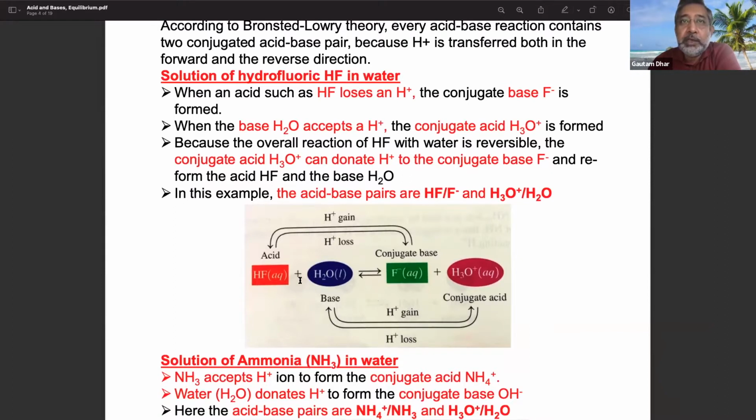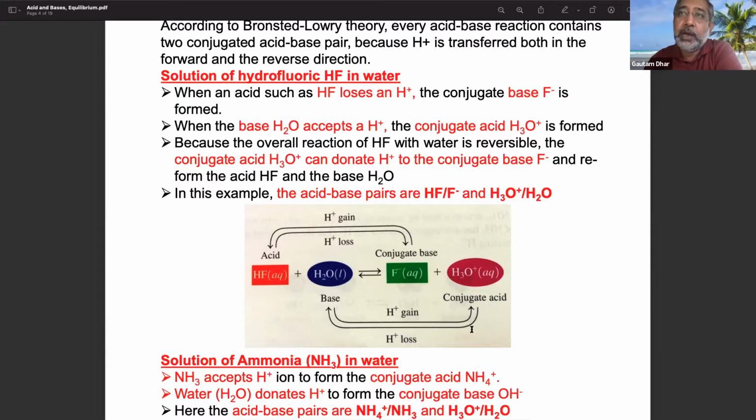when you put this in water, HF loses one proton to water, forming the hydronium ion, and it will become a fluoride. If you look at the reversible reaction, H3O+ can lose a proton to F- and give you back the HF. So HF and F- are a conjugate acid-base pair. The acid part is HF and the base part is the F-. Okay, so these are called pairs.